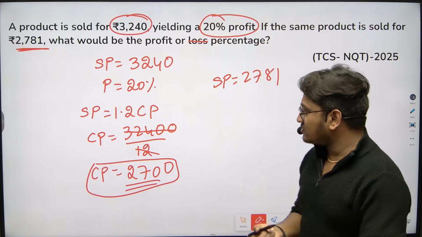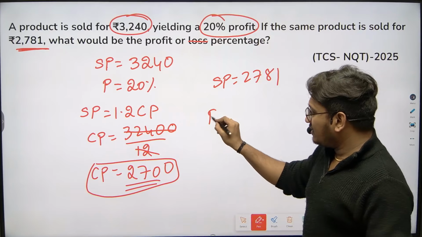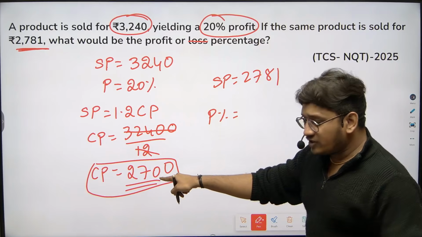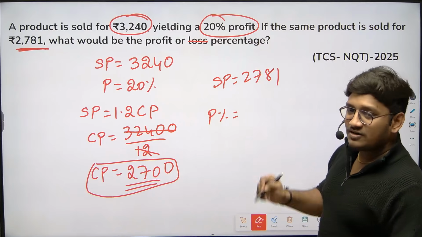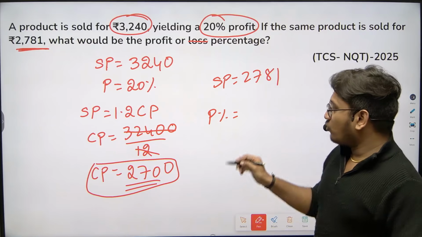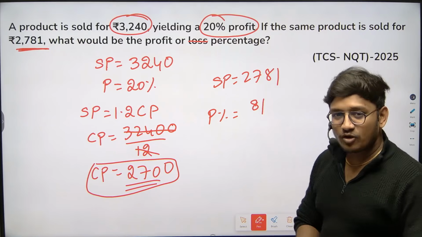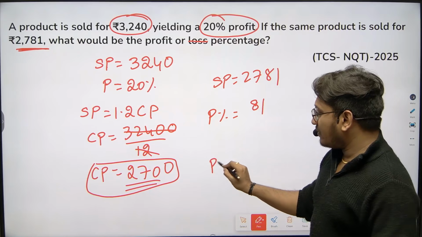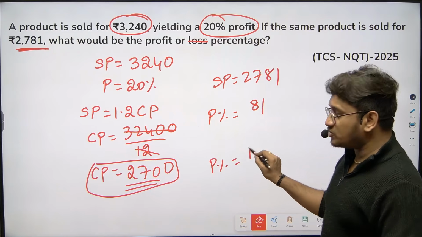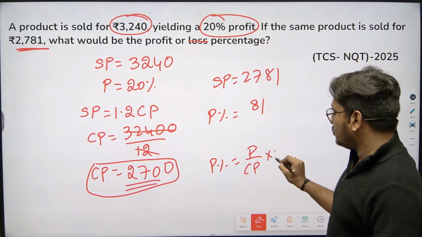You need to answer. So I got to know that I will get profit percentage. I bought it for 2700, selling it for 2781. What is my profit? 81 rupees is my profit. Okay, always do remember, I am writing it here. Profit percentage is equal to profit by cost price into 100.